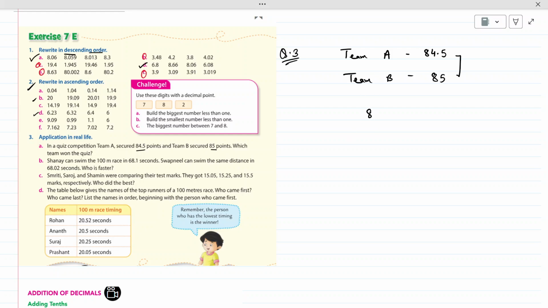Okay, so let's write them. 84.5 here and 85 here. So for comparison, what will we have to do?